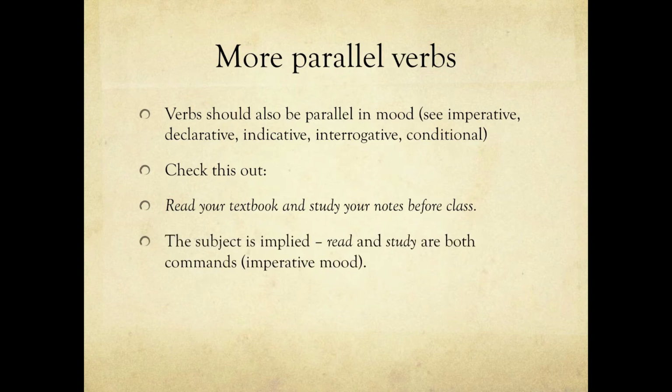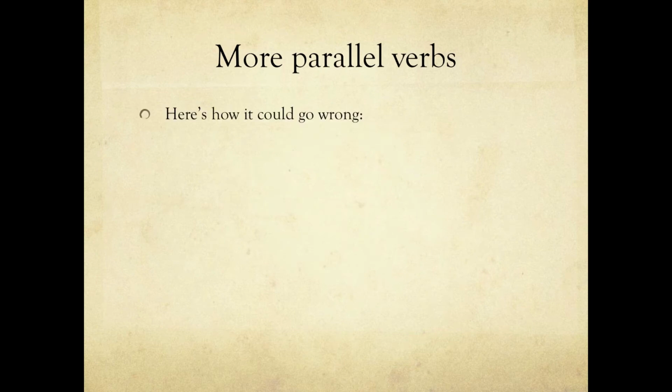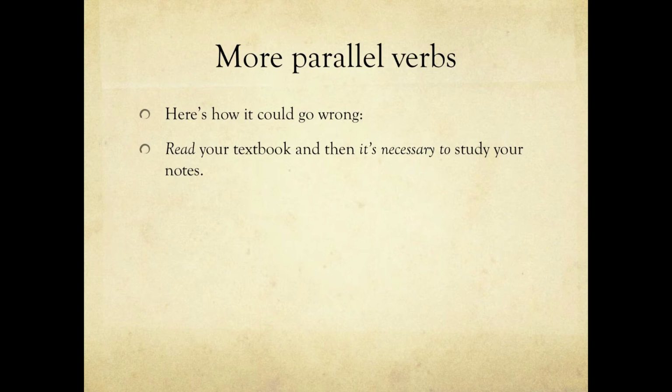So I'm going to show you some then where we switch mood and it's really confusing, or at least it's awkward. And so again, we want to be sure that we avoid it. So here's how it could go wrong. Read your textbook and then it's necessary to study your notes. Well, we all know that that's not right when we read it. I mean, we see that there on the PowerPoint slide and we know that that's not correct. Well, the tough thing is just remembering to look for these kinds of things when we write things on our own. And so this is just a final sort of example here in our parallel structure series.